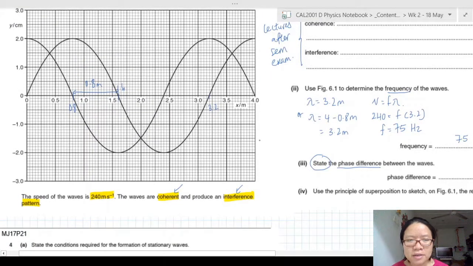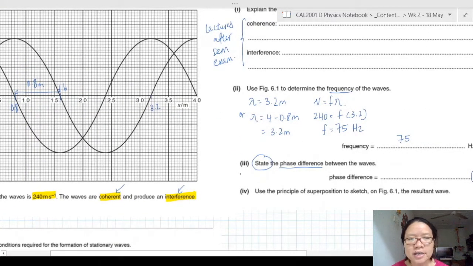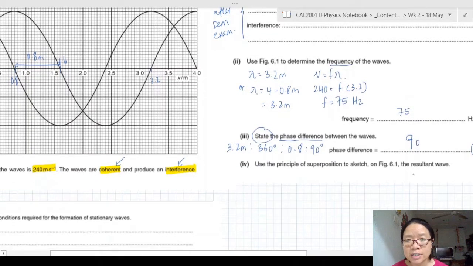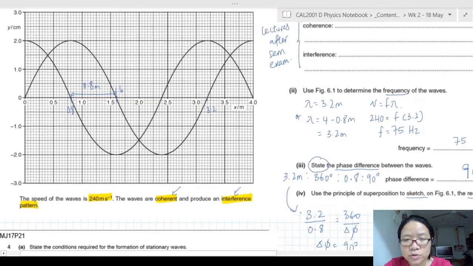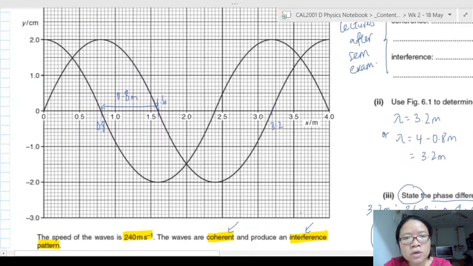I tend to compare these kinds of points because they are on the x-axis. So the separation between those 2 points is 0.8 meter. So if 3.2 meters is 360, 0.8 should be 90 degrees. Okay, and part 4, use the principle of superposition to sketch the resultant wave. So just for posterity and working, I will write down the working on how I got 90. Just divide 360 by 4.